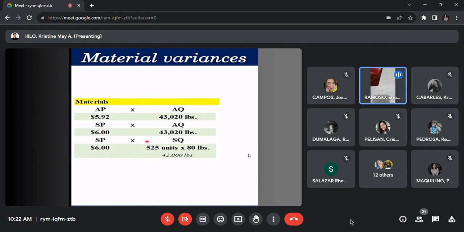Our actual price is $5.92 and our standard price is $6, so it is cheaper. That makes it a favorable material price variance. The $6,120 is an unfavorable material quantity variance, because our standard quantity is 42,000, but we used 43,020, so we overspent.